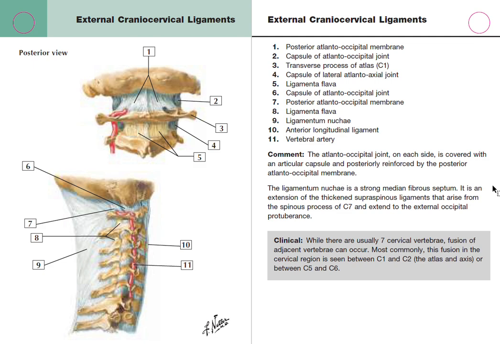Our clinical correlation here is, while there are usually 7 cervical vertebrae, fusion of adjacent vertebrae can occur. Most commonly, this fusion in the cervical region is seen between C1 and C2, the atlas and axis, or between C5 and C6. So the fusion is either between C1 and C2 or C5 and C6.